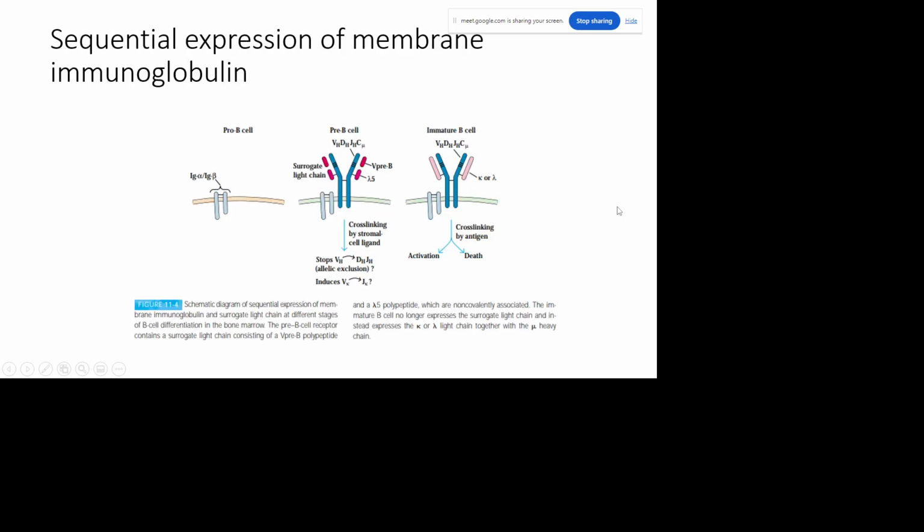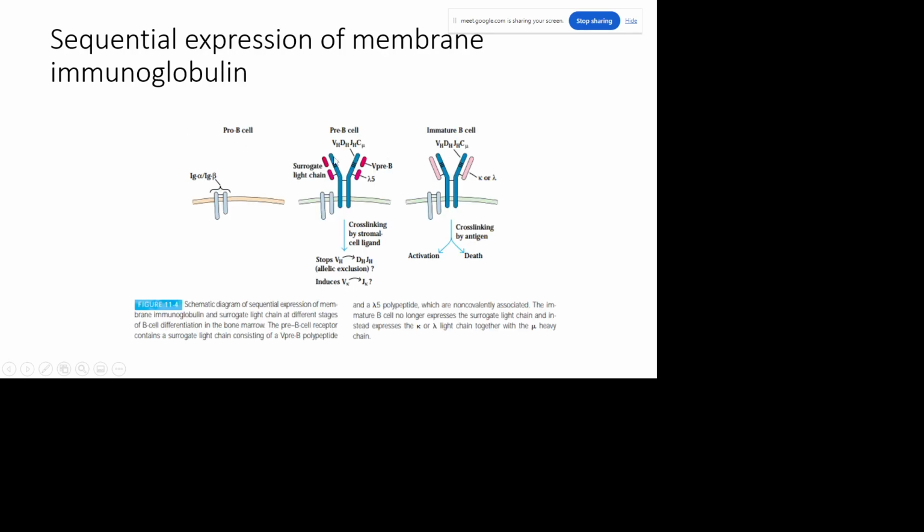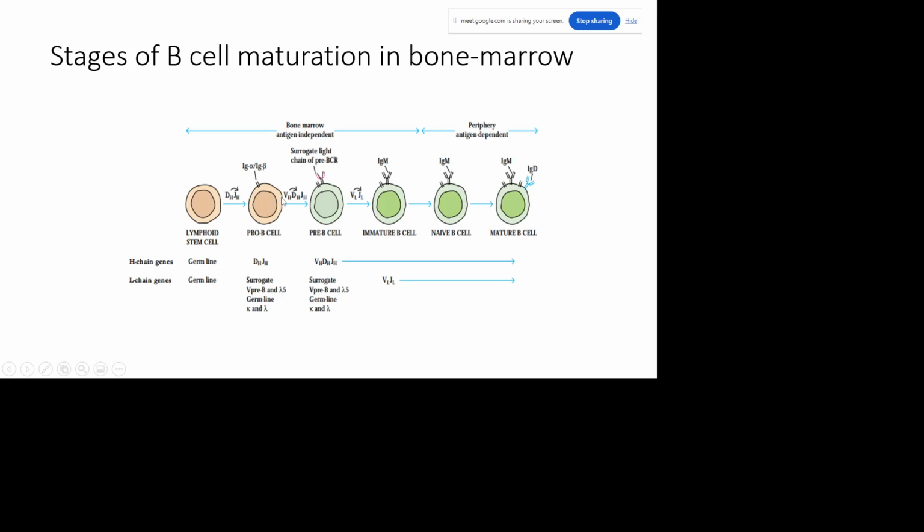Now if we see the sequence of expression of membrane immunoglobulin, then you can see that the pro B cell contains only Ig alpha and Ig beta. Then as we saw here, the DJ recombination will give you the Ig alpha Ig beta heterodimer, that is your pro B cell, right? From lymphoid stem cell you are getting pro B cell which can express Ig alpha Ig beta.